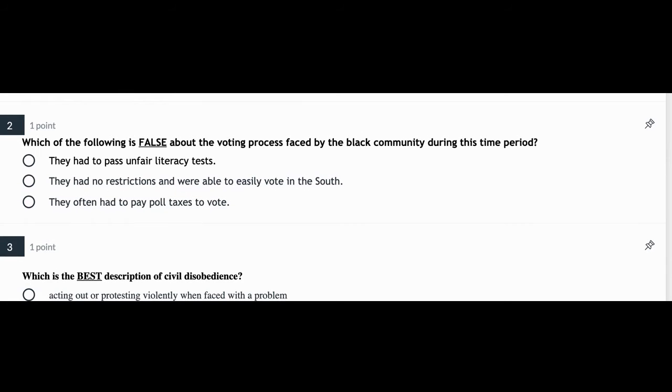2. Which of the following is false about the voting process faced by the Black community during this time period? They had to pass unfair literacy tests, they had no restrictions and were able to easily vote in the South, or they often had to pay poll taxes to vote.